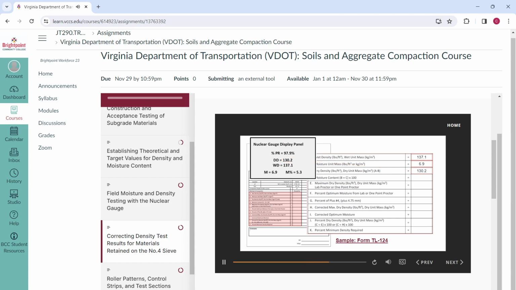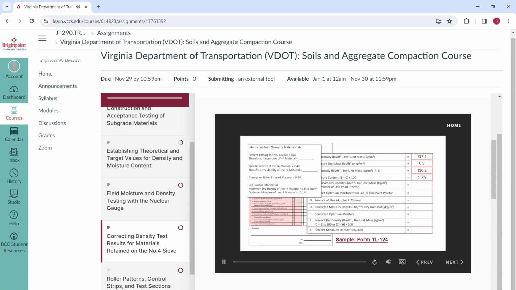Row D can be calculated by taking B, our moisture unit mass, and dividing by C, our dry density, and then multiplying by 100, or by being taken directly from our nuclear gauge display panel and is 5.3%. Our maximum dry density can be found in our information from quarry or materials lab under the lab proctor information. In this case, our maximum dry density of our -4 material is 133 pounds per cubic foot, and our percent optimum moisture can also be found here and is 10.1%.